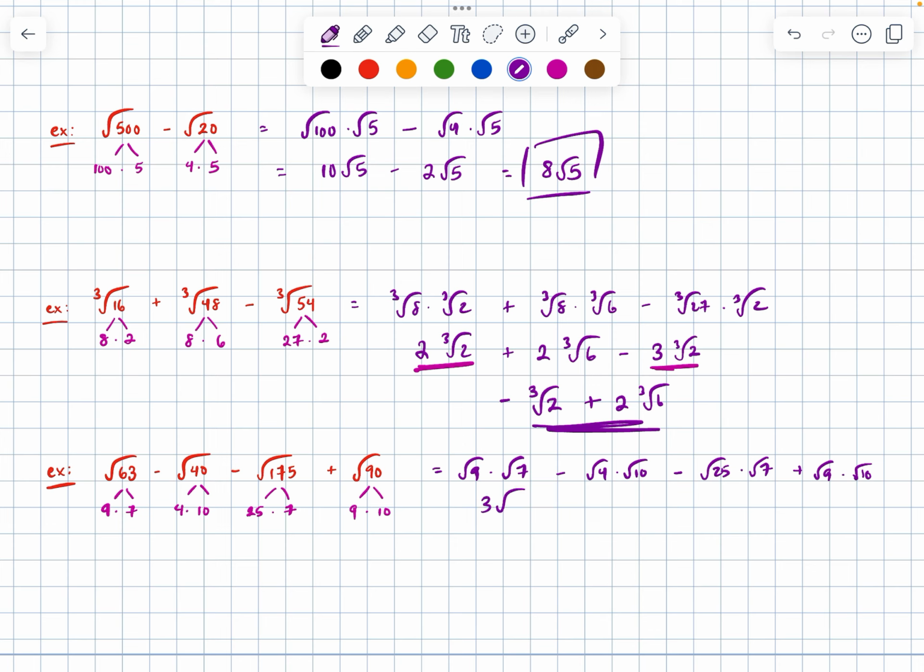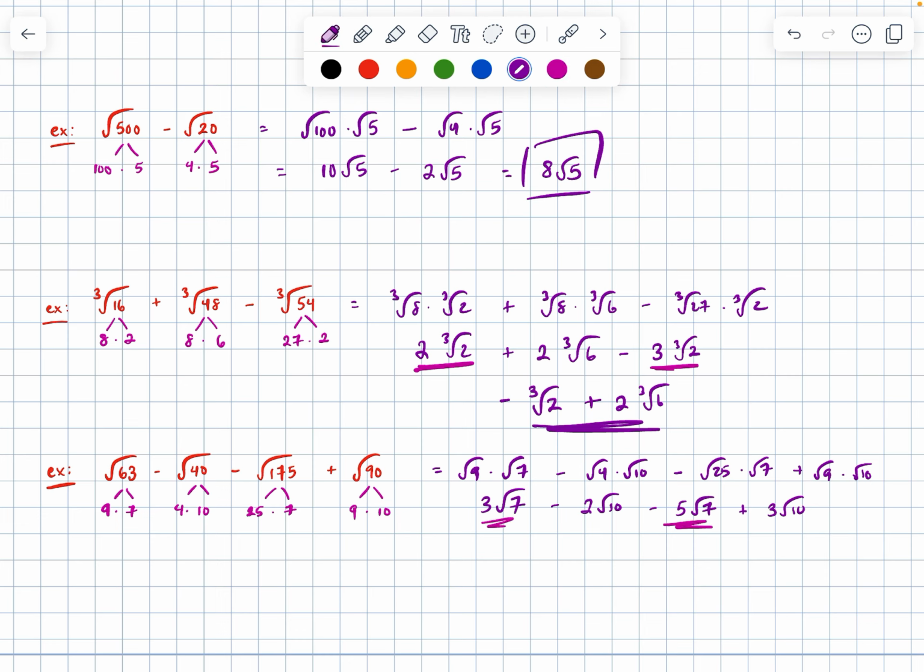From here, root 9 times root 7, well, the square root of 9 is 3, so 3 root 7, minus the square root of 4 is 2, so I've got 2 root 10, minus the square root of 25 is 5, so I've got 5 root 7, plus the square root of 9 times 10, well, the square root of 9 is 3. From here, I'm going to look for any like terms.